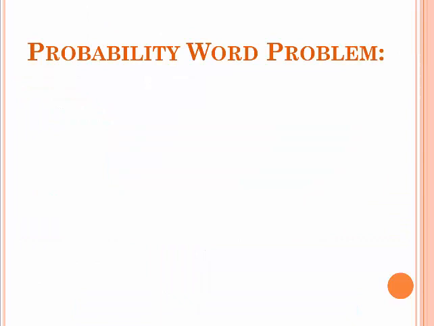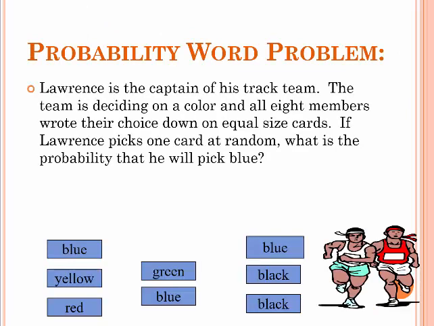All right, so let's do some more problems here. We'll do a word problem. Lawrence is the captain of his track team. The team is deciding on a color, and all 8 members wrote their choice down on equal size cards, the color they want their outfits to be. If Lawrence picks one card at random, what is the probability that he will pick blue?